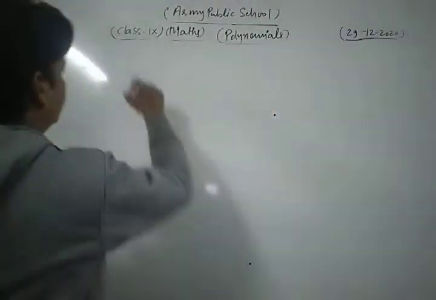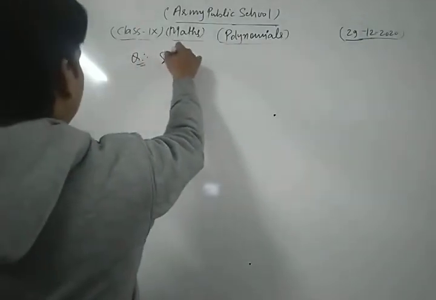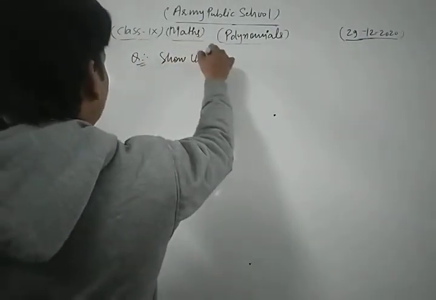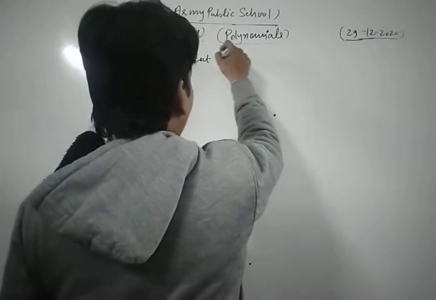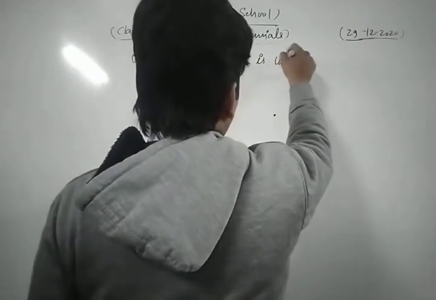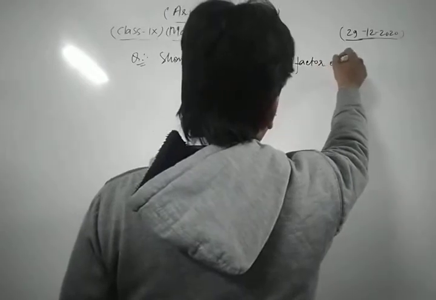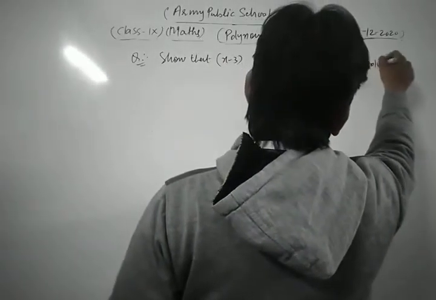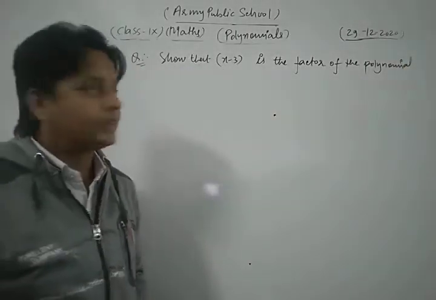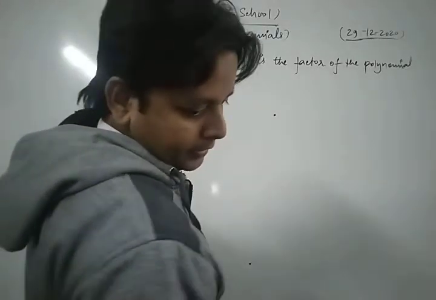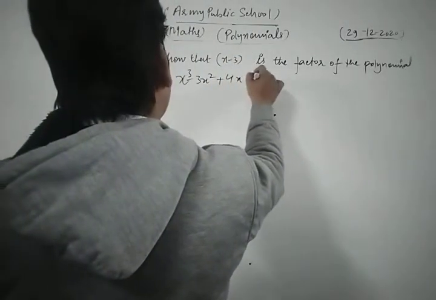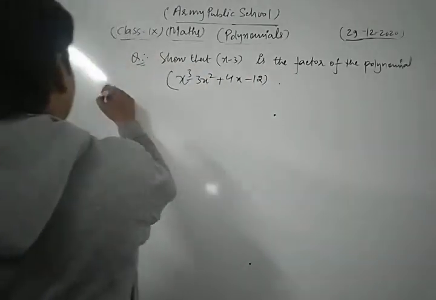Show that x minus 3 is a factor of the polynomial x cube minus 3x square plus 4x minus 12. Let's see its solution.